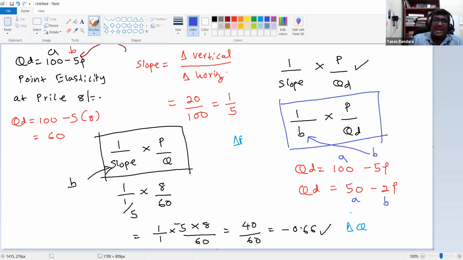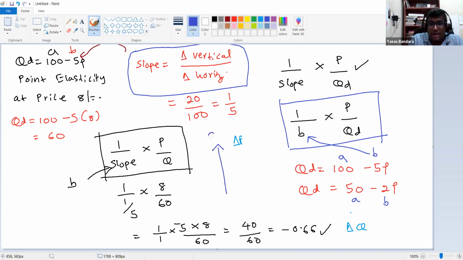Therefore, for us to use this mathematical part, change in vertical over change in horizontal, we should draw the demand curve correctly according to mathematics. According to mathematics, dependent variable should come to the vertical axis. Now we know quantity demand depends on price. So according to mathematics, quantity demand should come to the vertical axis and price should come to the horizontal axis. Can you see, all these are confusing?